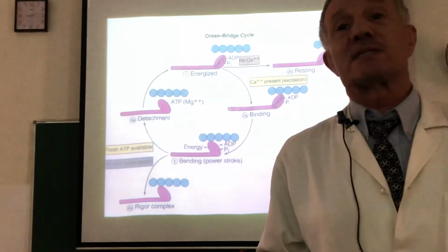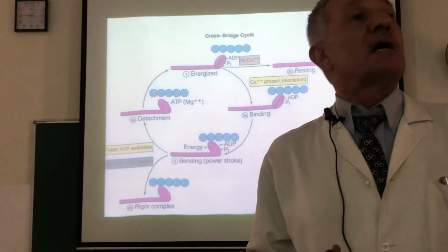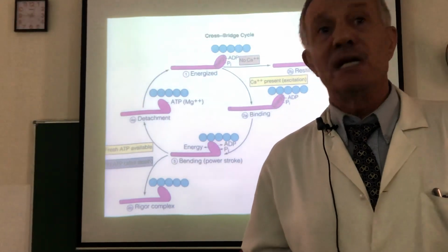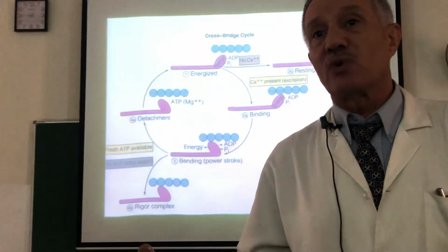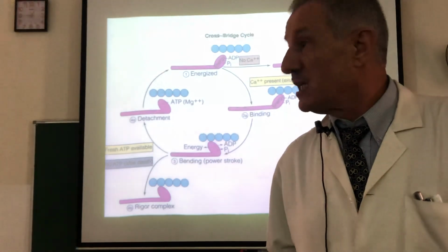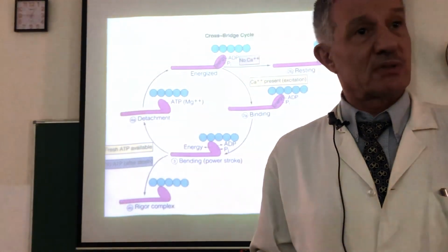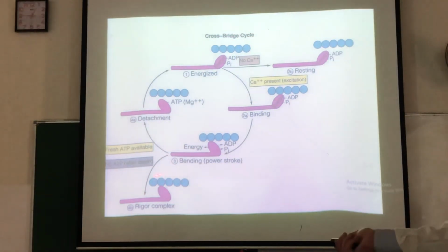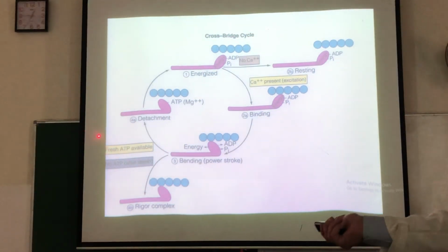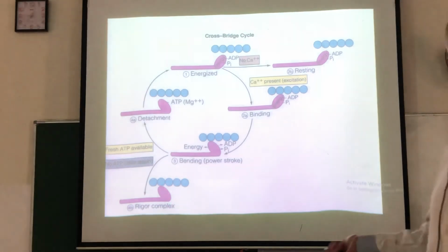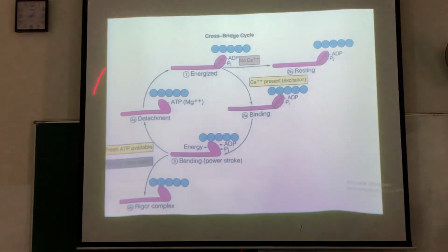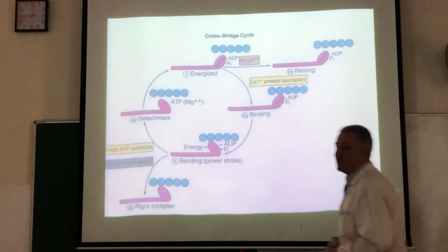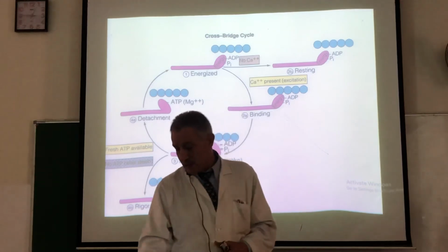This phenomenon is called rigor mortis. So after a few hours of death, when there is no more ATP in the muscle, there is contracture of these muscles, and that contracture forms what we call the rigor mortis phenomenon. That's rigor mortis. Some call it rigor complex. So this is what is happening at the level of the muscle and this contractile process.